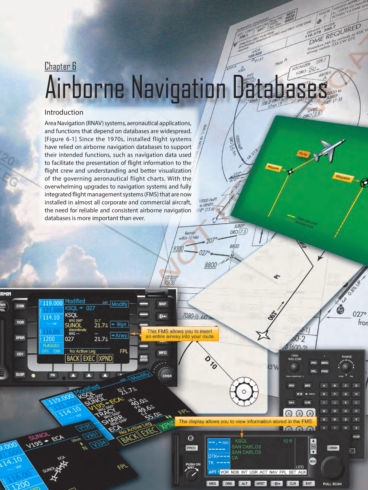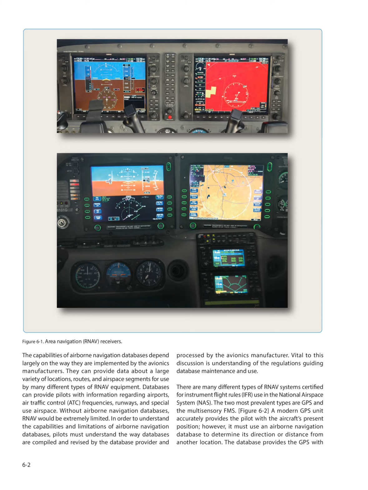With the overwhelming upgrades to navigation systems and fully integrated flight management systems, FMS, that are now installed in almost all corporate and commercial aircraft, the need for reliable and consistent airborne navigation databases is more important than ever. The capabilities of airborne navigation databases depend largely on the way they are implemented by the avionics manufacturers. They can provide data about a large variety of locations, routes, and airspace segments for use by many different types of RNAV equipment. Databases can provide pilots with information regarding airports, air traffic control, ATC, frequencies, runways, and special use airspace. Without airborne navigation databases, RNAV would be extremely limited.